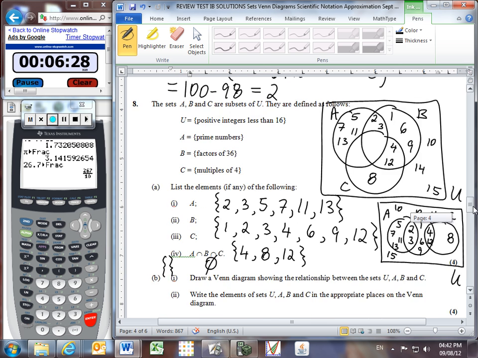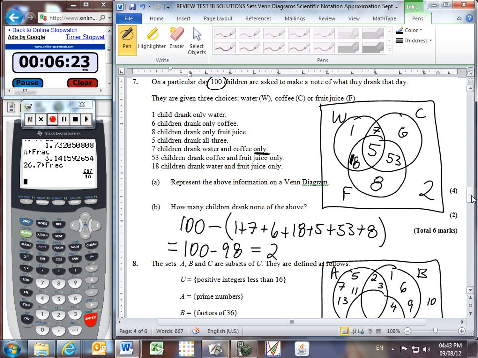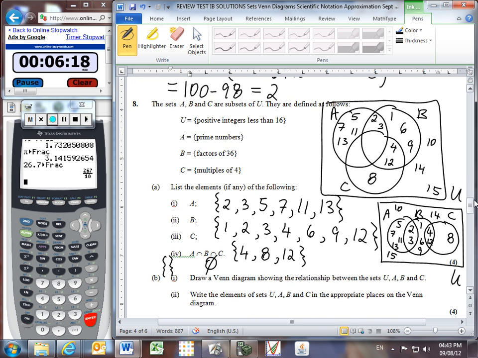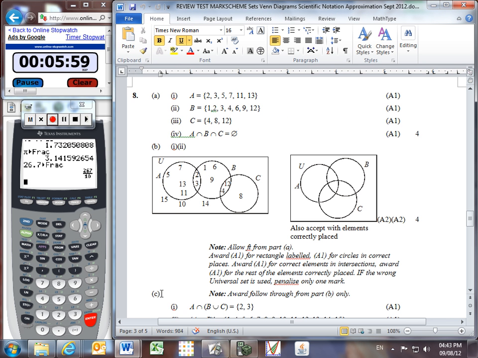Alright, let's have a look at the mark scheme and see how we did. There's our Venn diagram, number 8, not number 7. And these are all of the different elements. So 6 prime numbers, 7 different factors, and 4, 8, 12, and then no solution. Let's see if that's the same. Okay. So yeah, 6 prime numbers, 7 factors, 4, 8, 12, and the empty set.